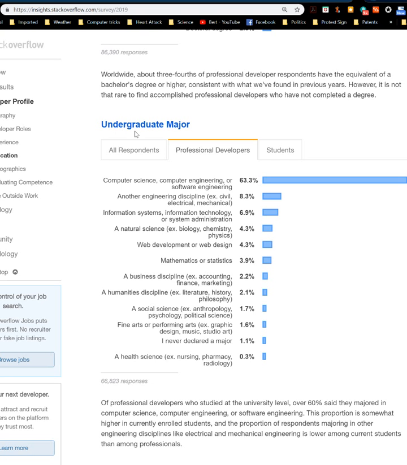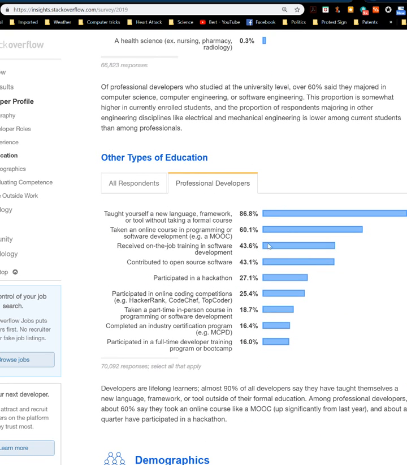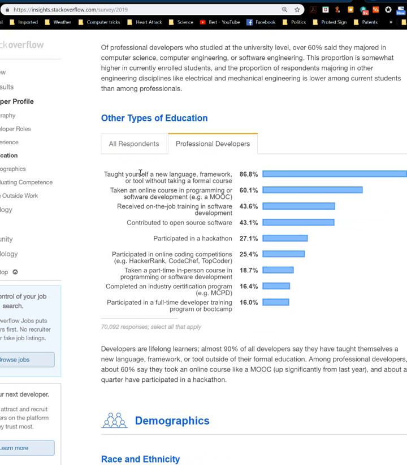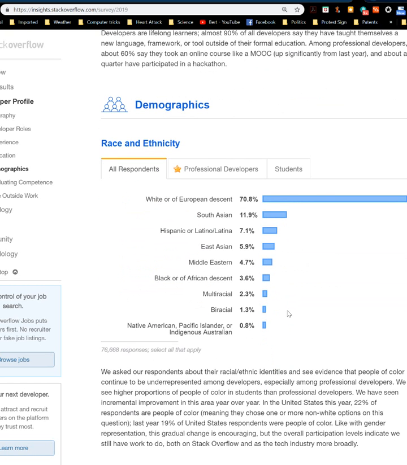But undergraduate major, okay, that's interesting. Types of education, taught yourself, language. At least a lot of people teach themselves languages. That's good. So I won't be looked at too strange if I try to get a job in this, which is kind of the objective here.